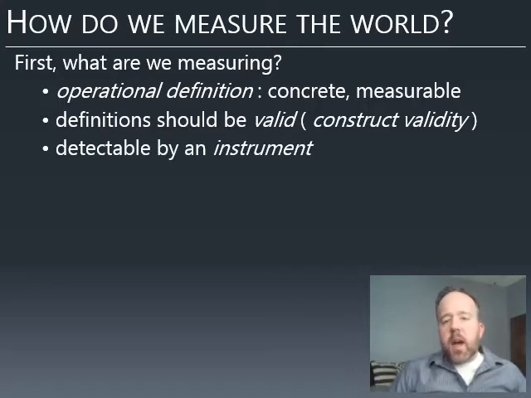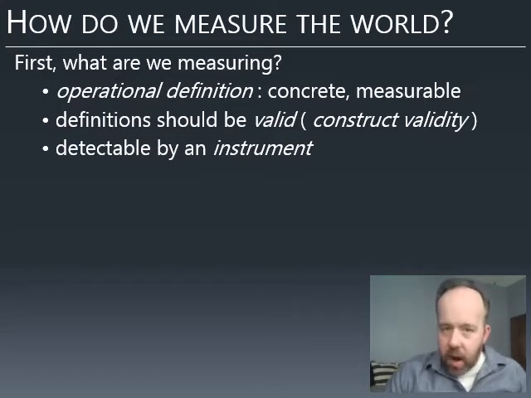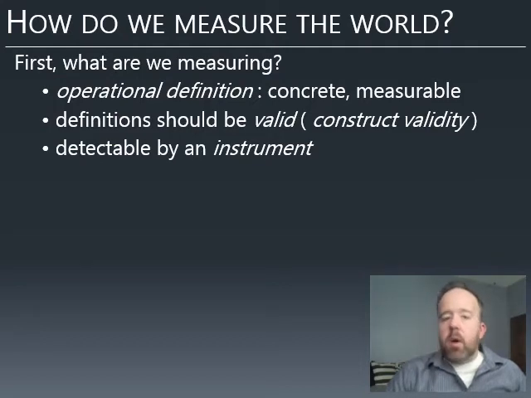Measurement should be detectable by an instrument. And an instrument is something that's capable of measuring whatever your operational definition describes. So an instrument for measuring smiling could be our senses. It could be a computer with facial recognition that records images of faces and measures if they're smiling or not. That would be a good instrument. But there are all sorts of instruments that pair up with operational definitions.